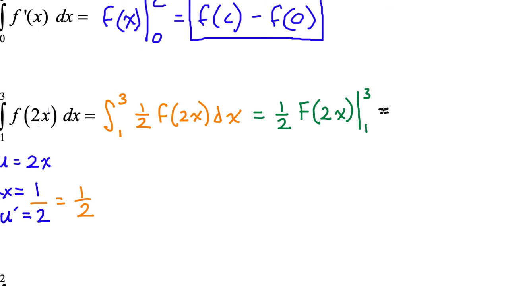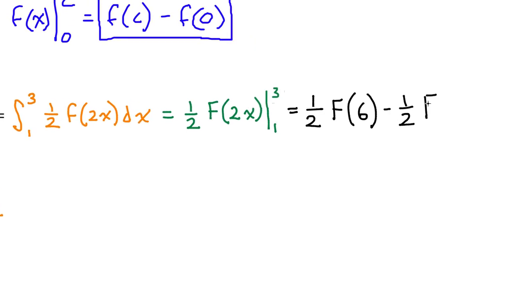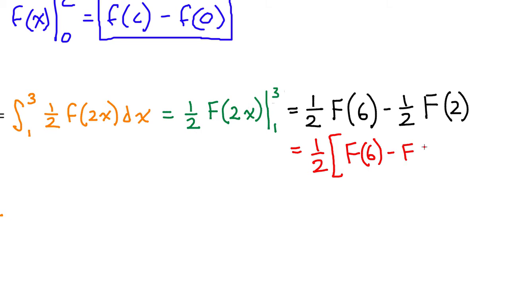So once I actually evaluate this thing, I have 1/2 capital F of 2 times 3. I'm plugging in 3 into this x here, and that's going to be 6. So 1/2 capital F of 6 minus 1/2 capital F of 2. That is my final answer. I could have factored out this 1/2. I could have rewritten it a slightly different way. I could have said that's the same thing as 1/2 in square brackets, because I need parentheses later, capital F of 6 minus capital F of 2.